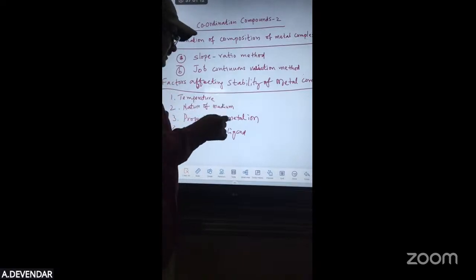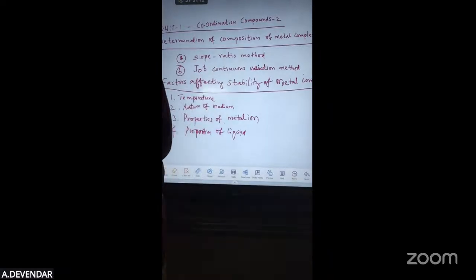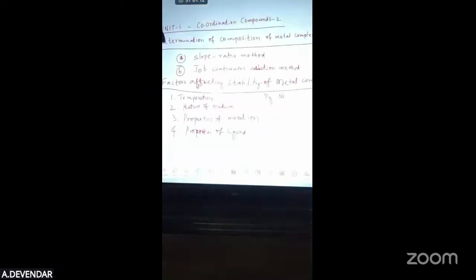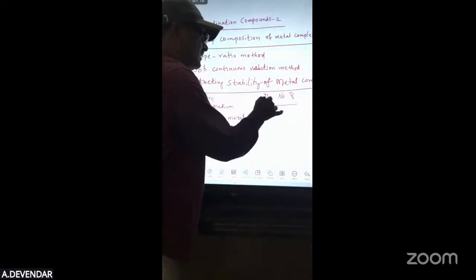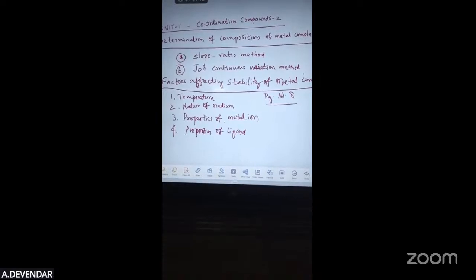So depending on the properties of the metal and ligand, the stability will also depend. These are present in your book, page number 8. Sometimes this question also appears in the examination. Okay, this is about the first chapter.